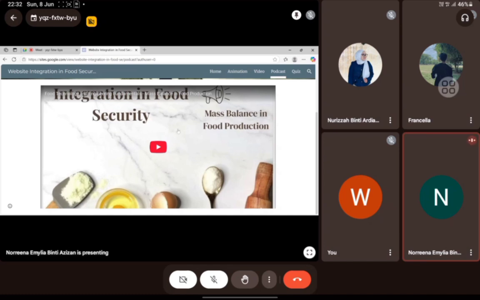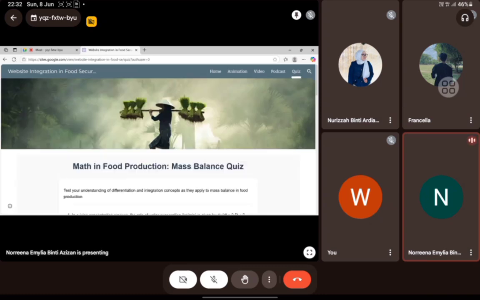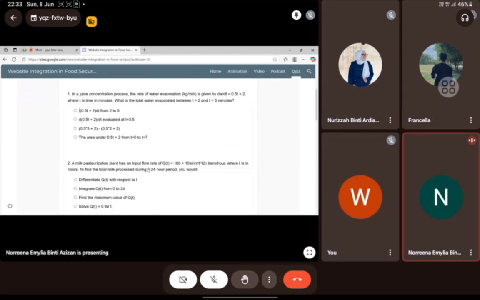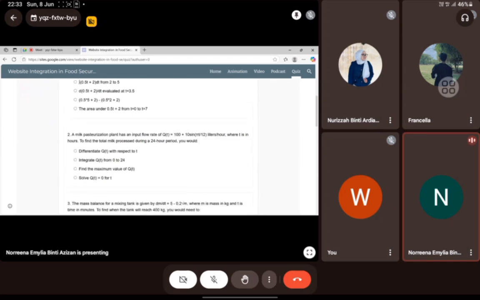Lastly, the interactive quiz, titled Test Your Mass Balance Skill. It includes real life scenarios. For example, students calculate the final product if some material is lost. Each answer comes with a short explanation so students can understand the logic behind it. The quiz is interactive and helps students check their understanding right away.